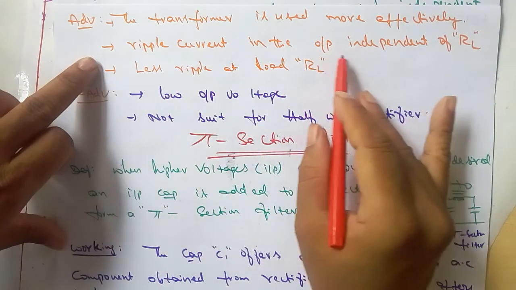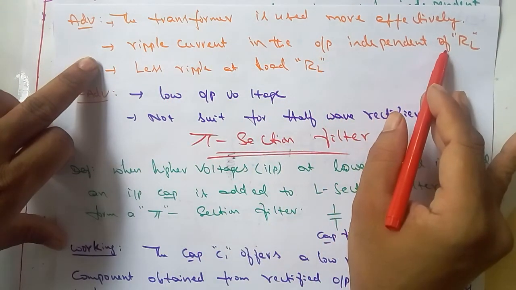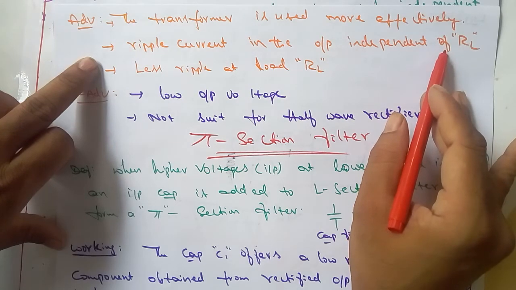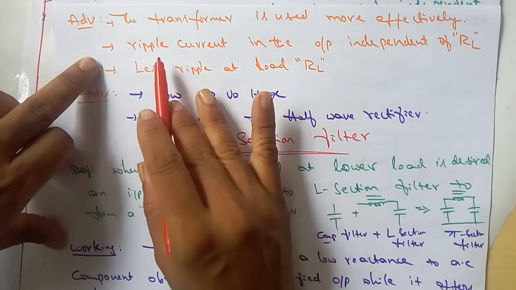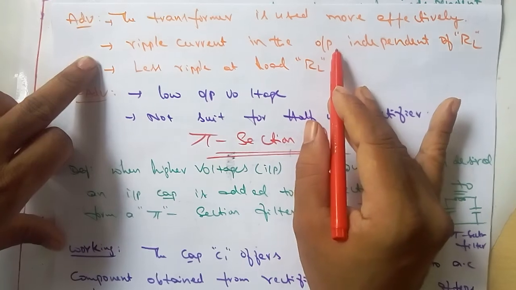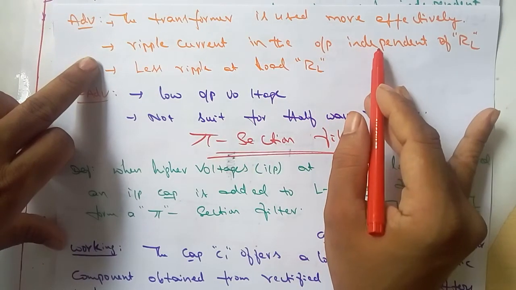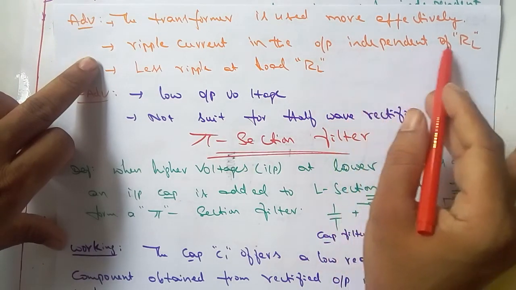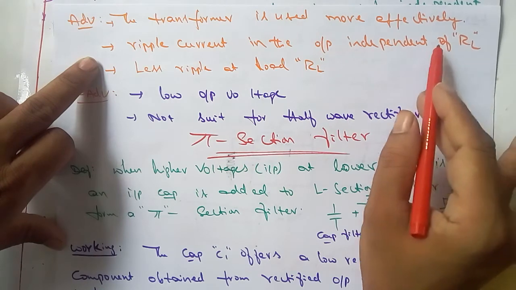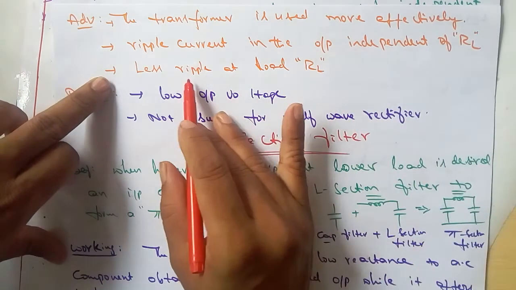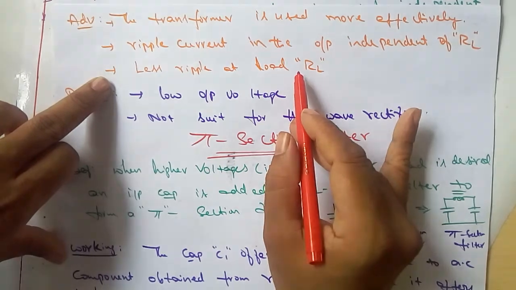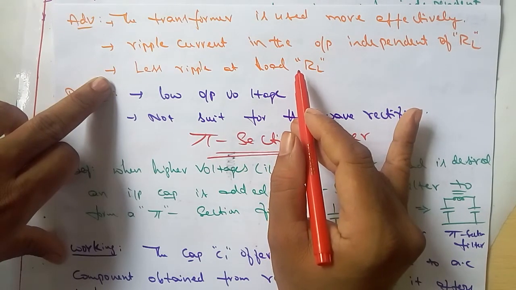Next, the ripple current in the output is independent of RL. That's why we are using the L section filter. Why? Because the ripple current in the output is independent of the load resistance RL, right, Nana? And next, less ripple at load. There is approximately no ripple, a stabilized output will come, right, Nana?